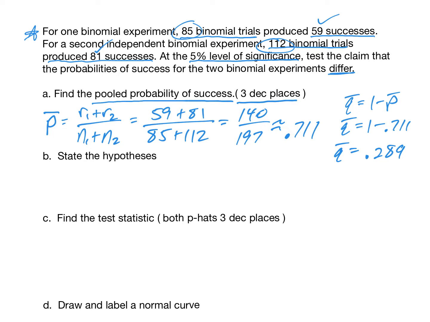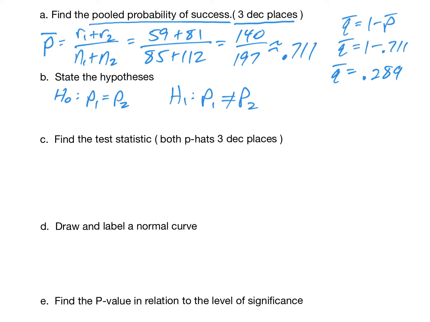Since we are hypothesis testing, the next thing we're going to do is state our hypotheses. H naught, our null hypothesis, is always going to be P1 is equal to P2. For our alternate hypothesis, P1 has to come first, P2 has to come second, and we go back and look at the problem to see if it's greater, less, or different. Since it is differ, this is not equal to. There are your hypotheses.